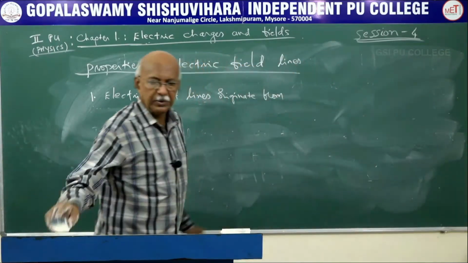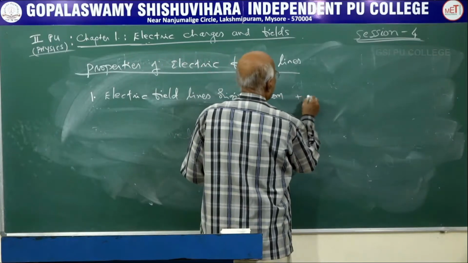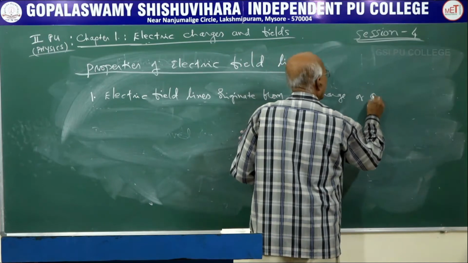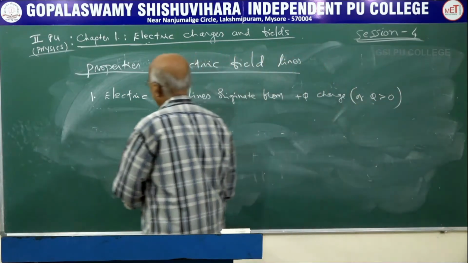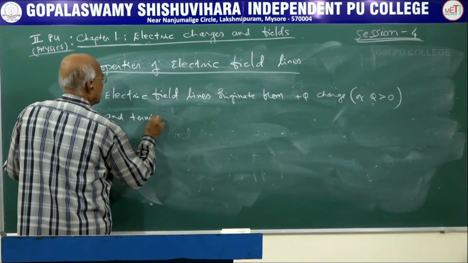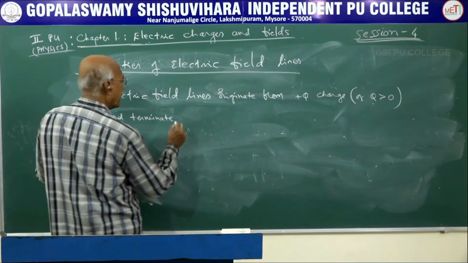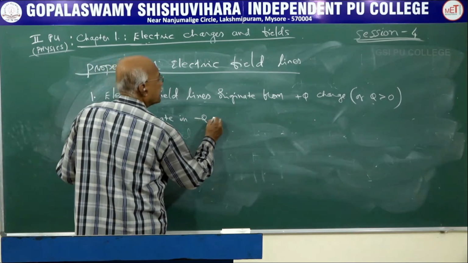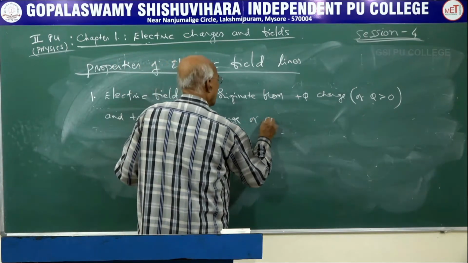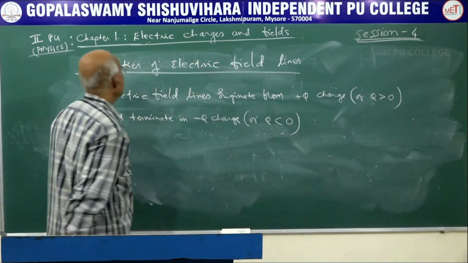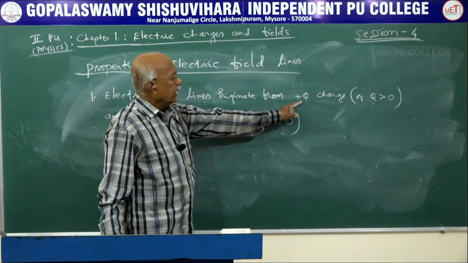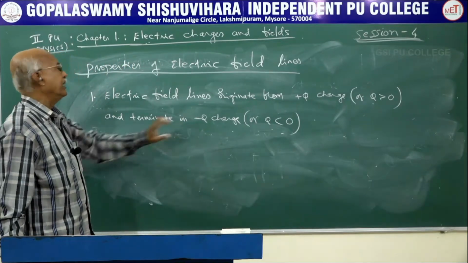originate from plus Q charge, or Q greater than 0, and terminate in minus Q charge, or Q less than 0. So this is the first property. So electric field lines always originate from plus Q charge. Always they get terminated in minus Q charge.